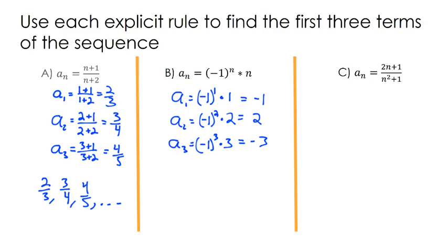And so we now have our first three terms of the sequence. I could say negative 1, 2, negative 3. You could predict after that it would be positive 4 and then negative 5 if we wanted to. But it just asks for those first three terms. So let's just stop there.